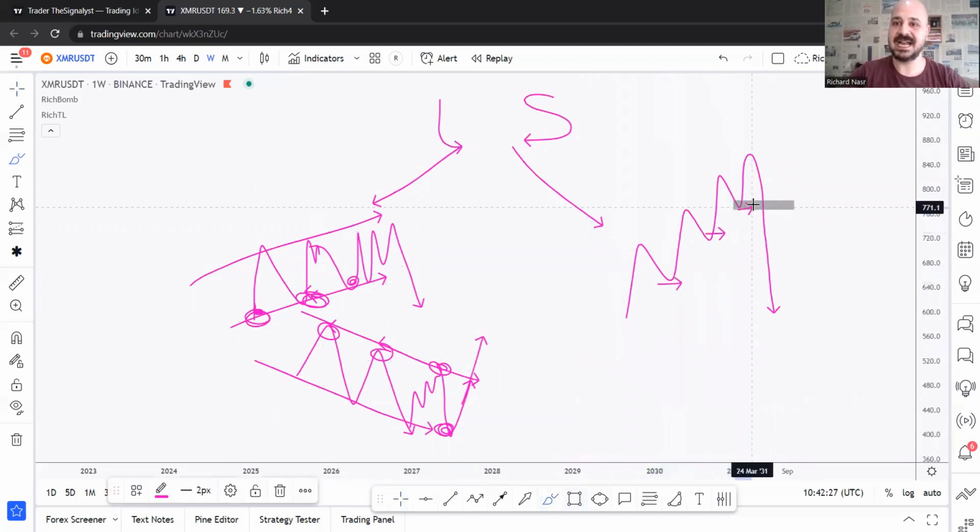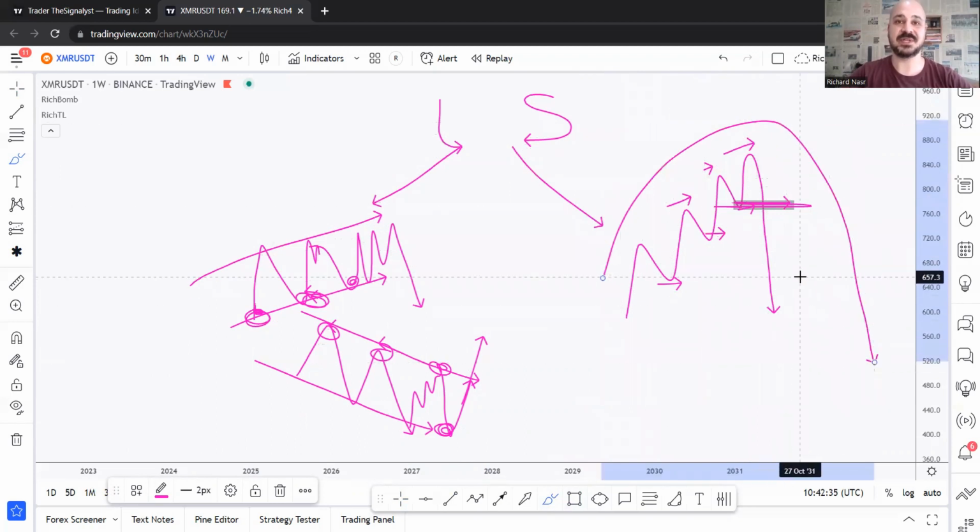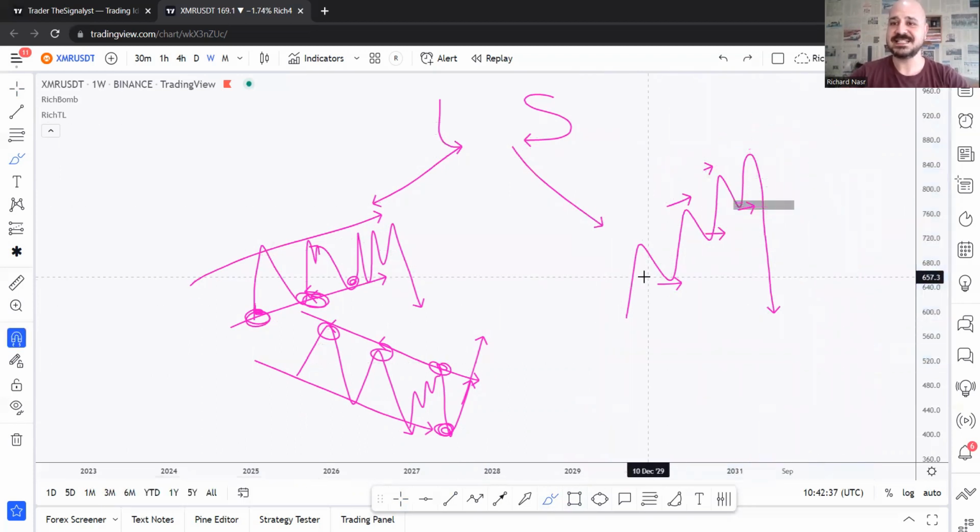If you are making higher lows and higher highs, we'll be waiting for the low to be broken downward to have a shift in momentum, a potential shift in momentum, and we'll be looking for a sell. So that's basically it.